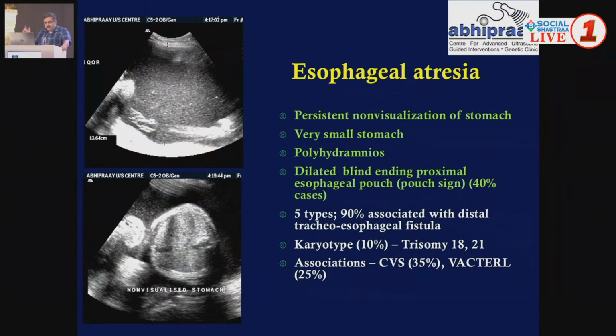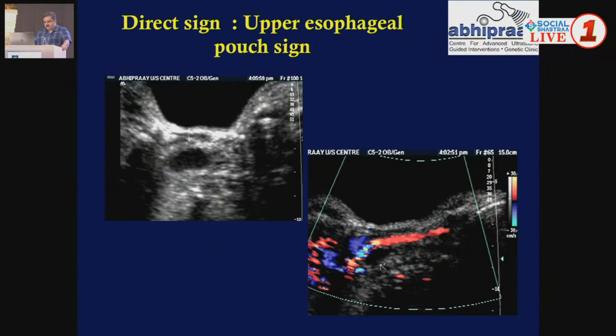And this is what makes the diagnosis tricky, because the stomach may not always be absent or completely absent all the time. We know that it is associated with karyotype abnormalities, and there could be associated cardiovascular and vertebral anomalies. But yes, when you see it, that's the diagnostic sign to have the upper esophageal pouch, where it is a blind ending pouch which fills with, this video is not running.